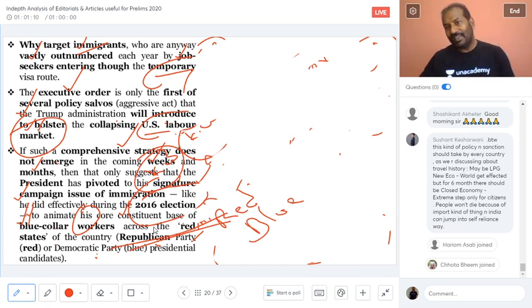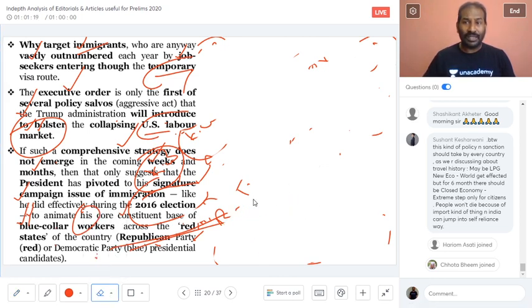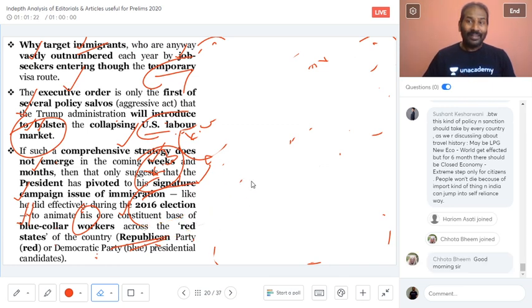So look at the way he has focused, trying to impact the mindset of the blue collar workers, that is the Democrats who are working in the states which are ruled by the Republicans. So that is what it is.